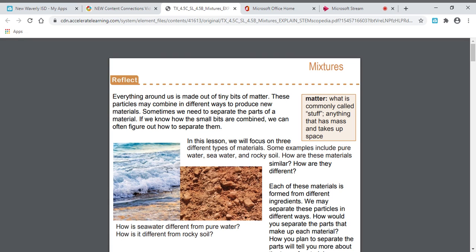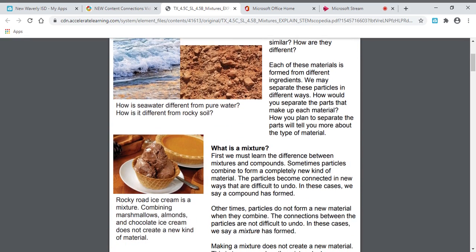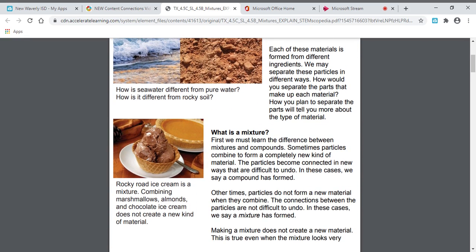How are these materials similar? How are they different? Let's continue on by moving it down. Each of these materials is formed from different ingredients. We may separate these particles in different ways. How would you separate the parts that make up each material? How you plan to separate the parts will tell you more about the types of material.